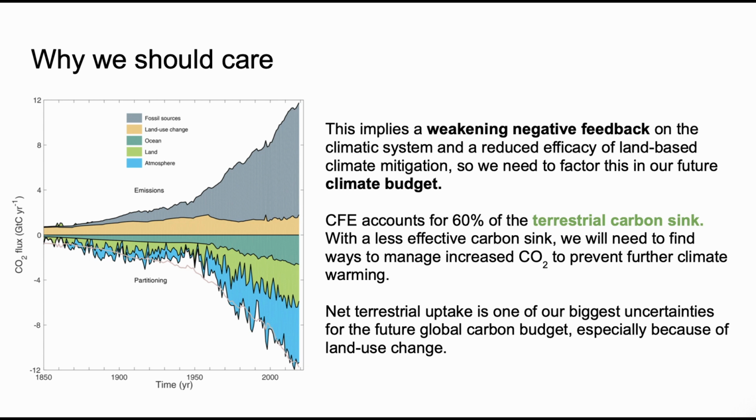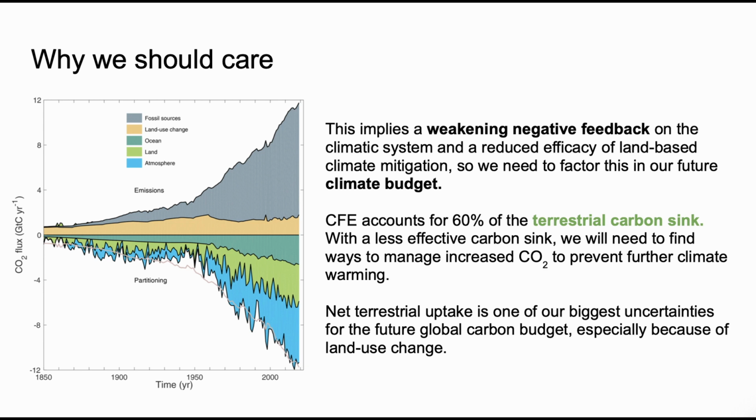This photo here is of our climate budget. And as you can see, the green area is the amount of carbon that is uptaken by the land terrestrial carbon sink. So carbon fertilization effect accounts for 60% of the terrestrial carbon sink, and with a less effective carbon sink, we will need to find other ways to manage the increased amount of carbon dioxide and prevent further climate warming. Net terrestrial uptake is one of the biggest uncertainties for our global carbon budget, especially because of land use change, which essentially means changing natural land or forested land into land used for agricultural use or urbanization.